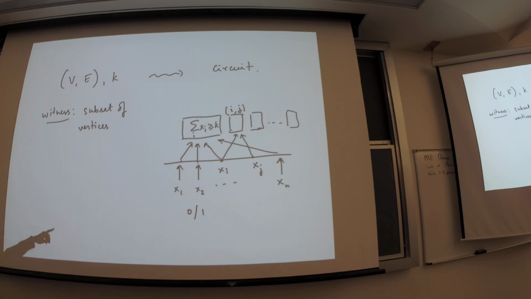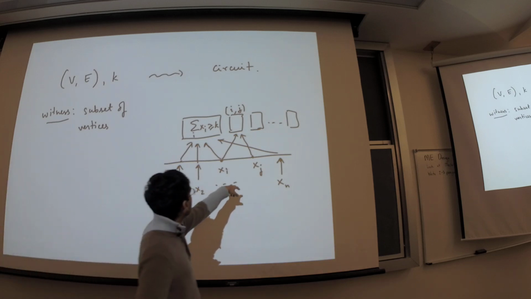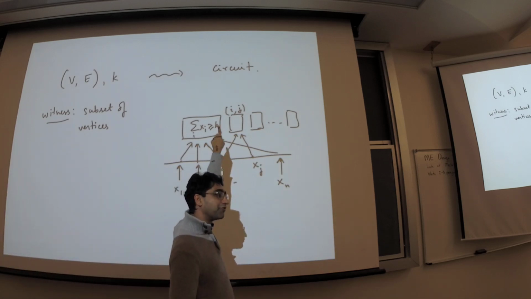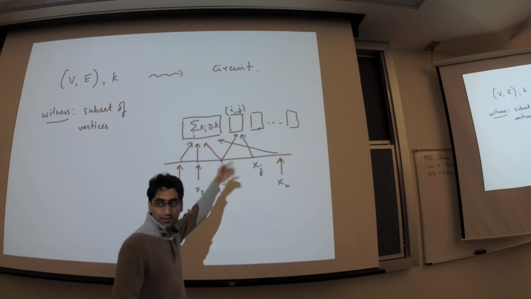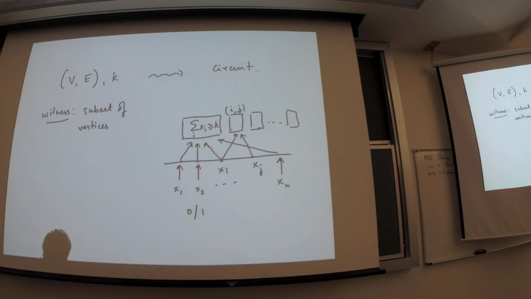And this is some small circuit that if both of them are 1, then it outputs a false. Because you don't want both of them to be 1 if this is an edge. Right? So this is something which outputs a false. And then on top of it, you just have an AND of all of these. So this is the circuit.